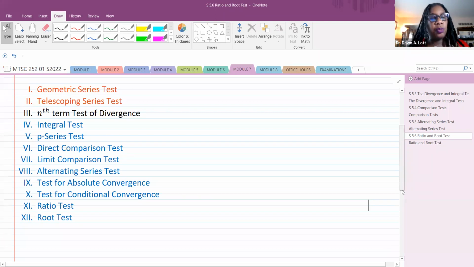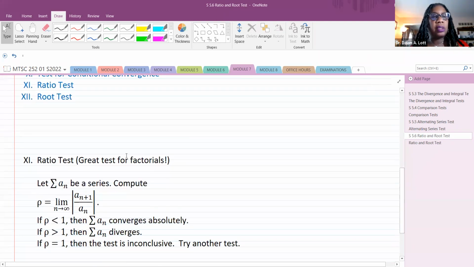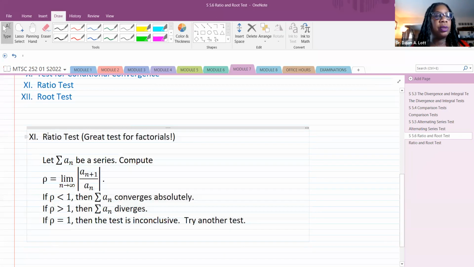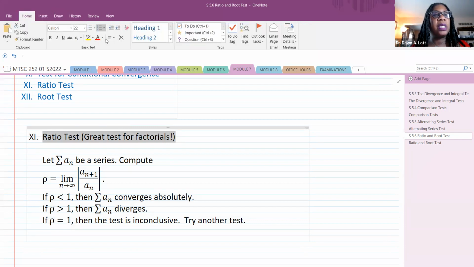Okay, so we are going to start with the ratio test. All right, so the ratio test is a test that is absolutely wonderful for factorials. Okay, we can use it for many other things than factorials, but believe it, it is wonderful. Anytime you see a factorial, you want to go in and look at the ratio test. Okay, so how does the ratio test actually work? I try to give you little hints to remember stuff. Think ratio, root, rho, ratio, root, and rho.